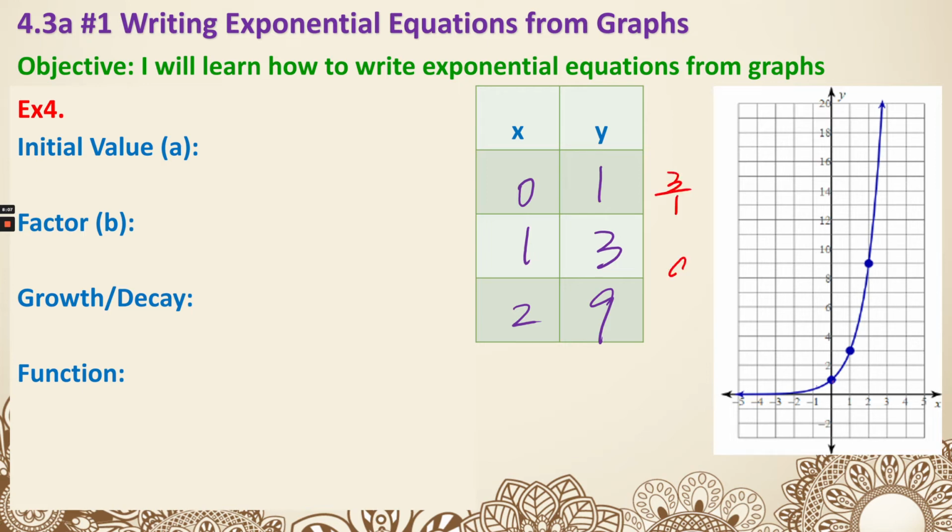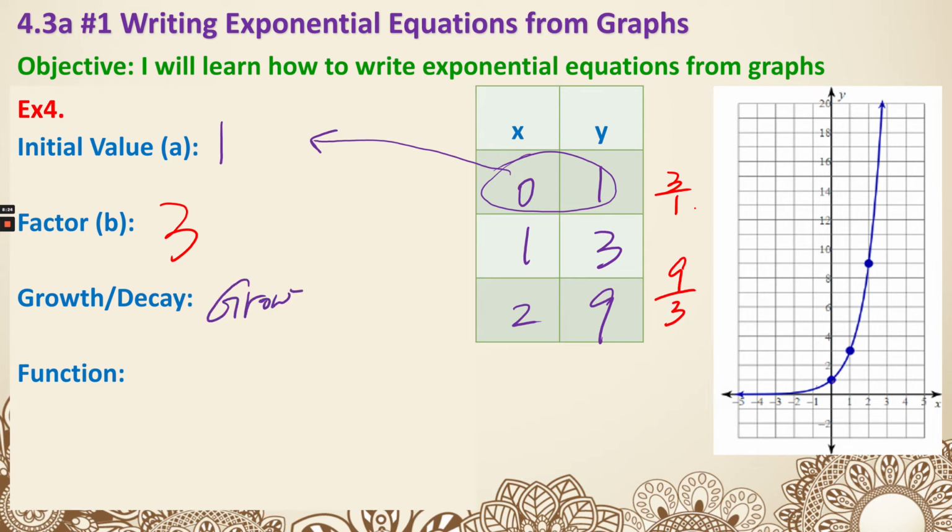3 over 1 or 9 over 3, you can see they still follow the same pattern. They give you the same number. My factor is 3. As for the y-intercept, right here is going to be 1. The y value is getting bigger, so it's going to be growth. And the function is 1 times 3 to the x power, but we typically don't write the 1. 1 is going to be invisible. So we are going to need to simplify it to be just 3 to the x power. That is example 4.